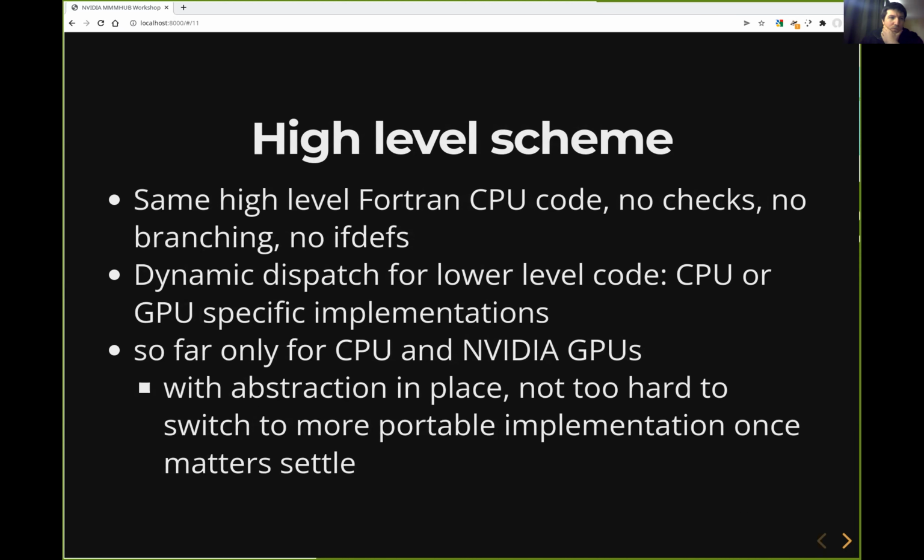The high-level scheme is as mentioned, the same high-level Fortran CPU code. There are no checks whether it's running on GPU or any branching or ifdefs or any of that during most of the code, only at the very initialization step. Specific CUDA routines are being relinked in place of the CPU low-level routines. And these can also be relinked dynamically later with a check if really necessary, but in most cases it isn't. We'll come to a place where it might be useful.